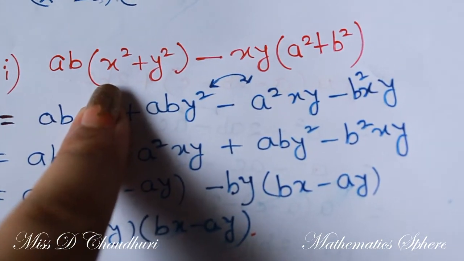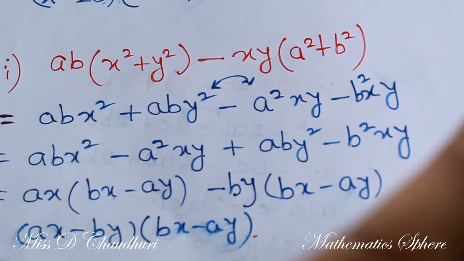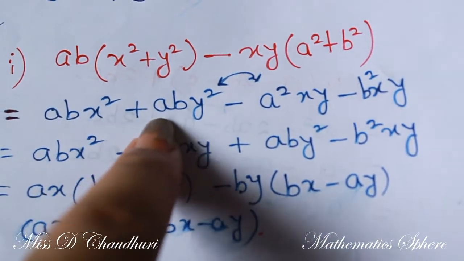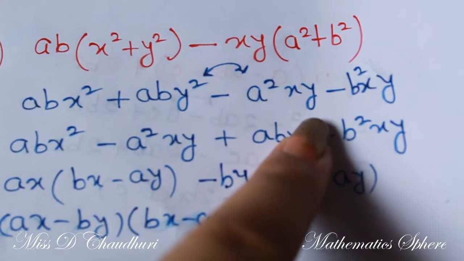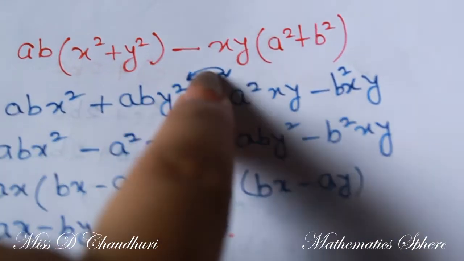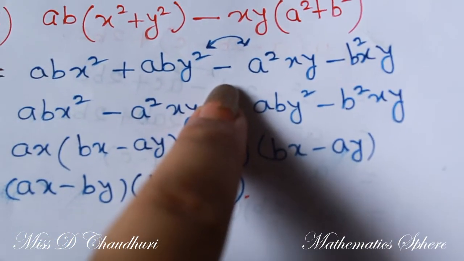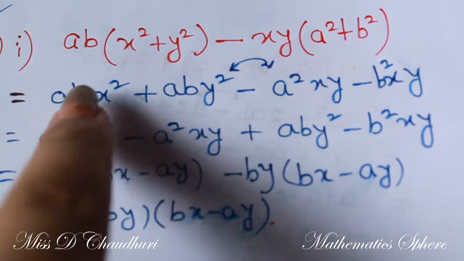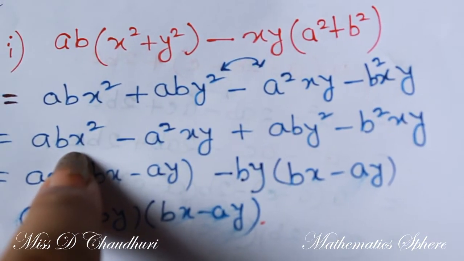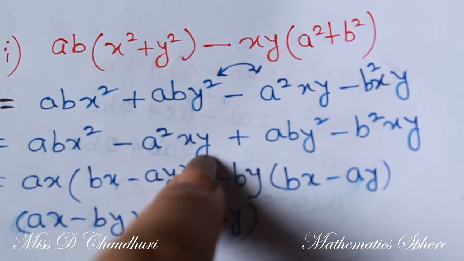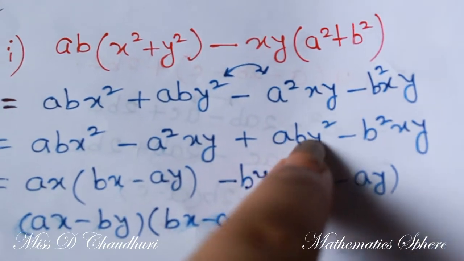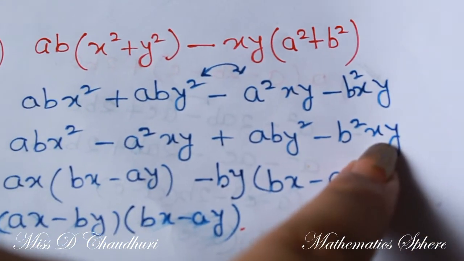So first, what we will have to do is multiply them to remove the brackets. When you multiply, you are going to get these terms. Okay, now we just interchange these two terms. You can interchange or you may not interchange, then also you will be able to take the common part. So after interchanging, I get abx square minus a square xy, because this was minus, this was plus, so plus aby square minus b square xy.